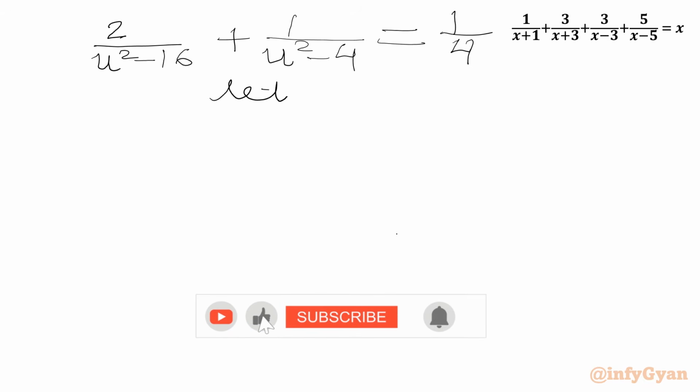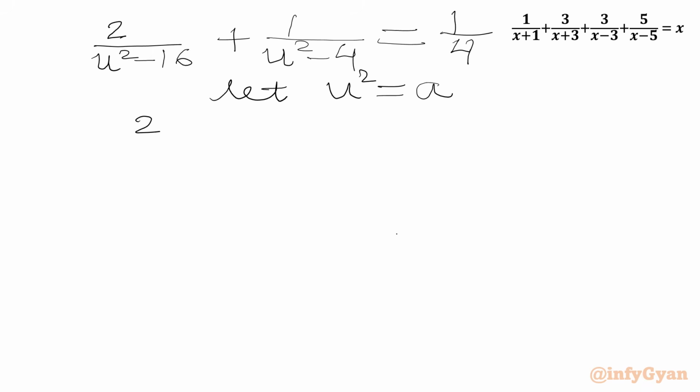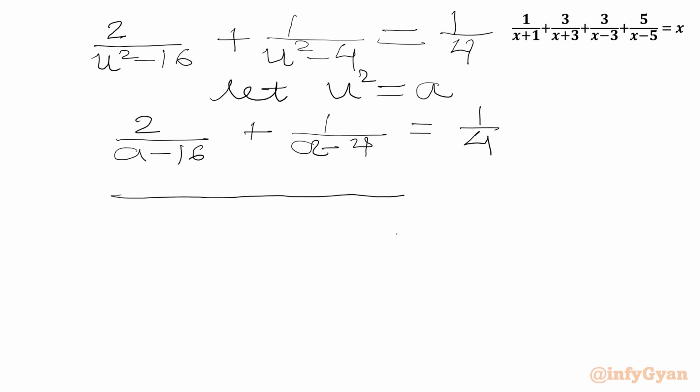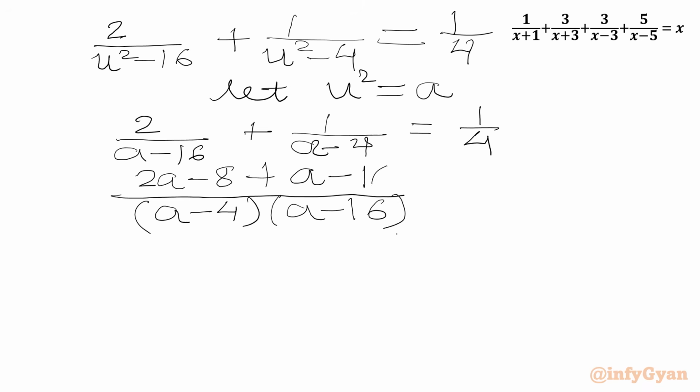Let's assume u square equal to a now. So we can write the equation 2 over a minus 16 plus 1 over a minus 4 equal to 1 over 4. Now we have to take LCM once again. We will multiply both the denominators, so a minus 4 times a minus 16 in the denominator. Here we'll write 2 times a minus 4. So 2a minus 8 plus a minus 16 equal to 1 over 4.